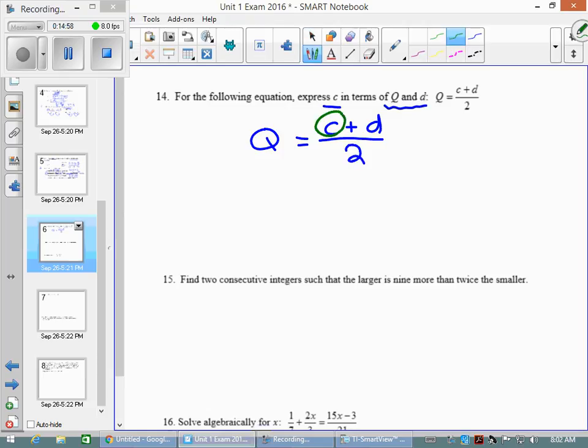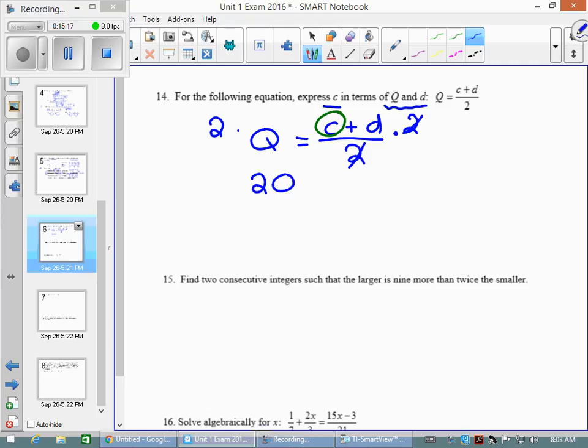So my first step is I want to get rid of this dividing by 2. To undo division, I'm going to do multiplication and multiply by 2. That lets me cancel both of those out. What I do on one side, I have to do on my other side. So I end up with 2q equals c plus d.